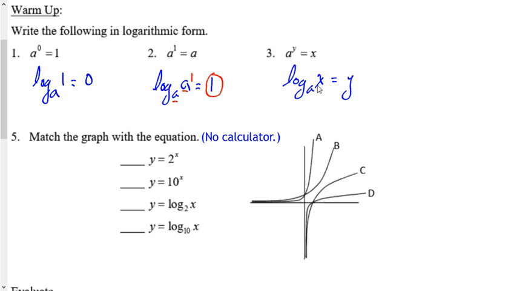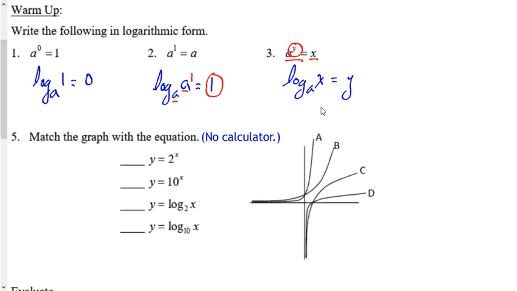Here we're saying if I was to rewrite this x as a power with a base of a, the exponent would be y. Well, that's what the exponential equation says up here, where if I rewrite this x as a power with a base of a, the exponent is y, and that exponent is the value of the logarithm.